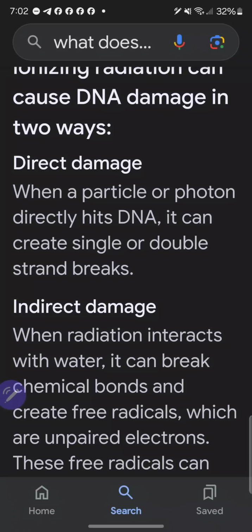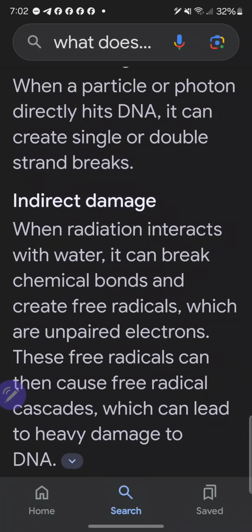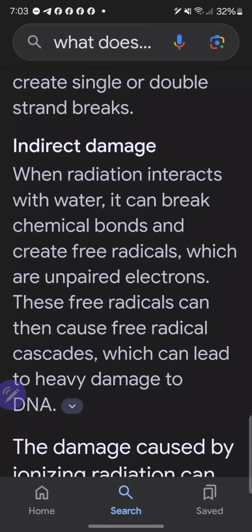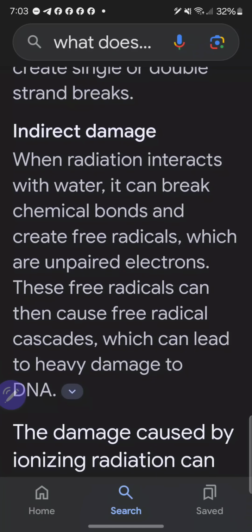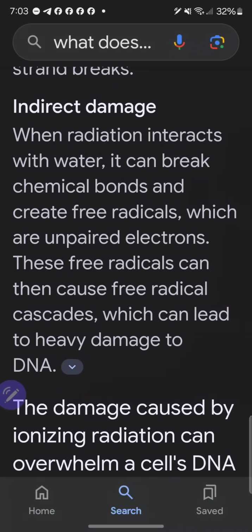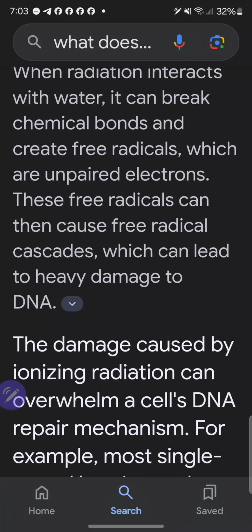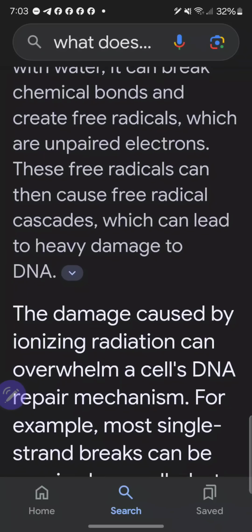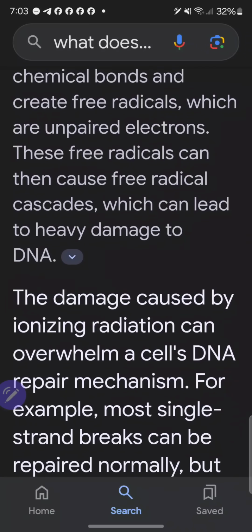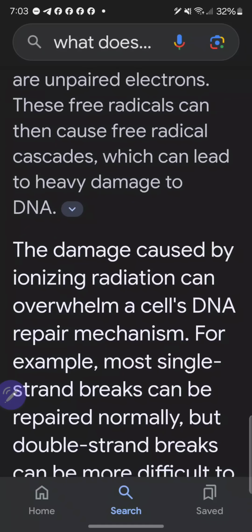Direct damage: when a particle or photon directly hits DNA, it can create single or double strand breaks. Come on, my people, I need you to listen to this: single cell and double cell and complex cell. Indirect damage: when radiation interacts with water, it can break chemical bonds and create free radicals, which are unpaired electrons. These free radicals can then cause free radical cascades, which can lead to heavy damage to DNA.